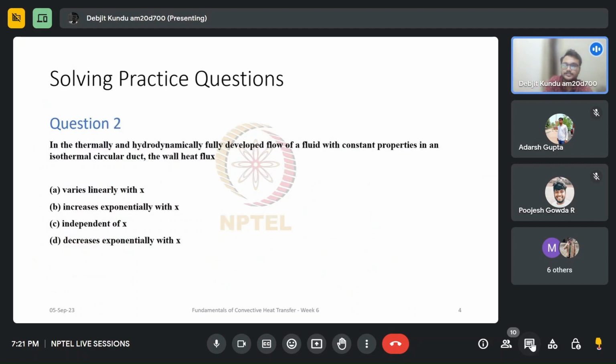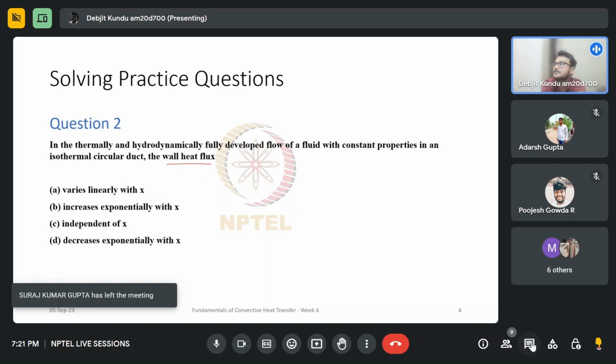We'll move on to question number 2, which is asking us: in the thermally and hydrodynamically fully developed flow of a fluid with constant properties, in an isothermal circular duct, the wall heat flux varies linearly with x. Does it increase exponentially with x? Is it independent of x? Or does it decrease exponentially with x?